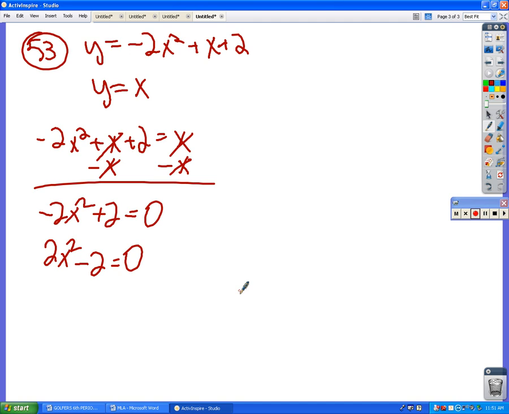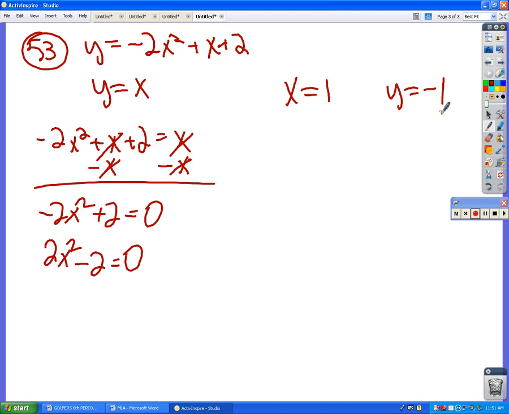Now, can you look at that and think about it and figure it out? 2x squared minus 2 equals 0. You want to make it equal to 0. x equals 1. x equals 1, right? Because 2 minus 2 is 0. Okay? What's the other thing x could equal besides 1? Negative 1. Good, because negative 1 squared is also 1. 2 times 1 is 2, minus 2 is 0.